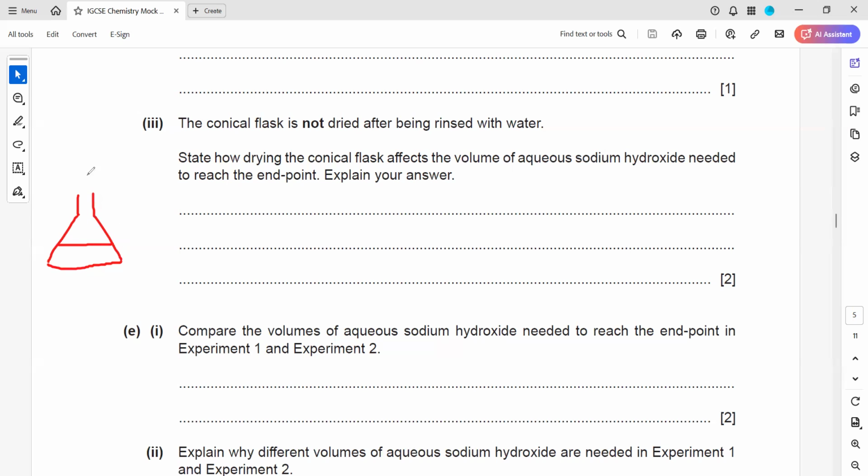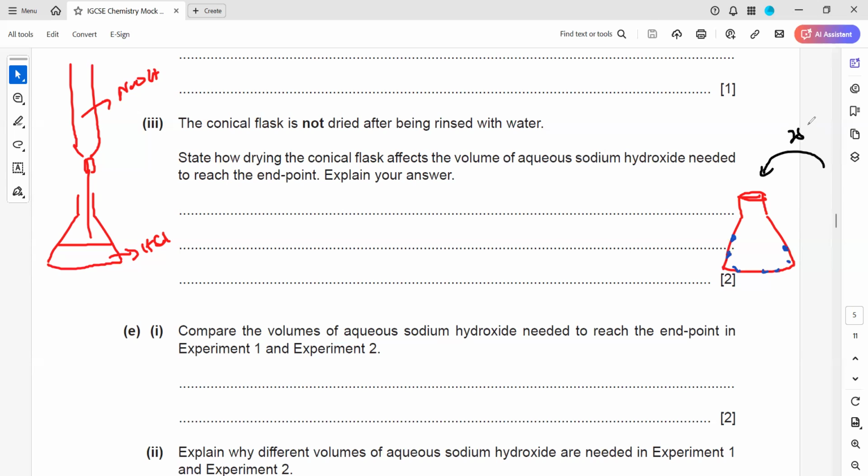and we carried out the experiment, adding sodium hydroxide, the NaOH, from the burette, and the conical flask was filled with hydrochloric acid and we carried out the reaction. Now, what we did, we rinse after the experiment, we discard and we rinse with the water. Let's say these are representing the water droplets. And then we fill with hydrochloric acid, the same amount of HCl, 25.